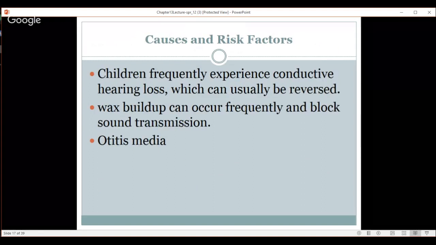Causes and risk factors of conductive hearing loss. Like we just talked about, the otitis media, otherwise known as an ear infection. Children will frequently experience conductive hearing loss along with the ear infection, and it usually can be reversed. The wax builds up and blocks the sound transmission.